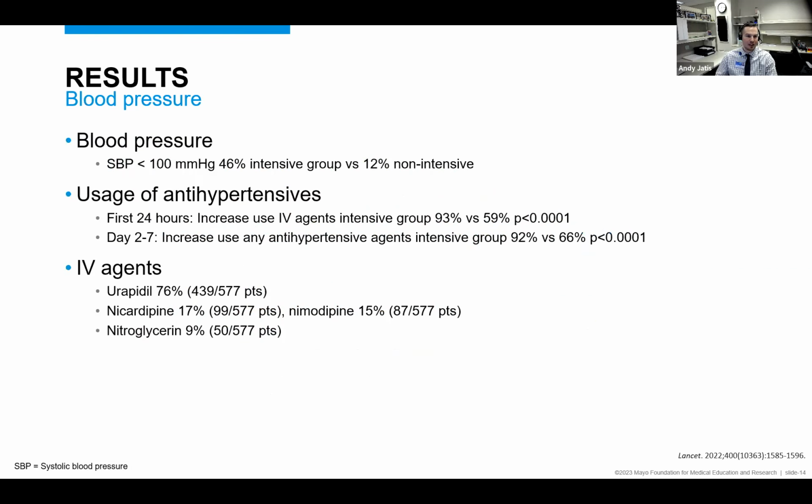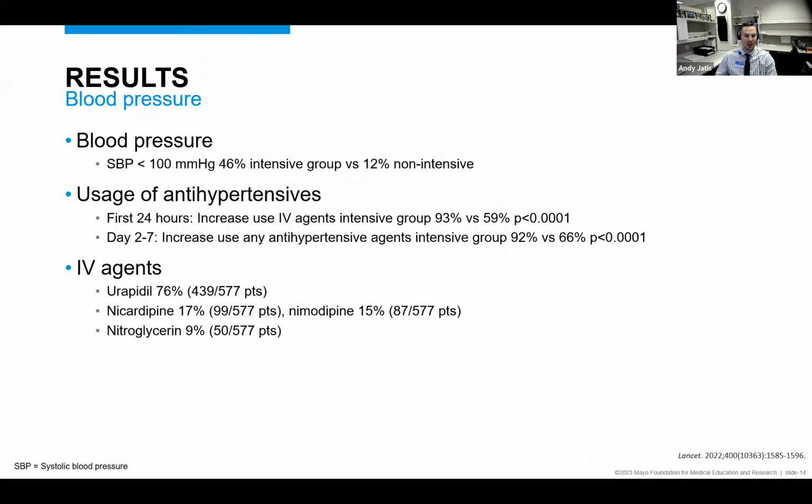A little bit more data just about the blood pressure goals and what agents were used. Not surprisingly, patients that received the intensive group had more systolic blood pressures less than 100, being hypotensive. Some thought there that blood pressure variability and just, of course, that decrease to that degree could be contributing to maybe some of the negative outcomes that we saw. Looking at the usage of antihypertensives, more common with IV agents in the first 24 hours, and then also more common at day 2 through 7 with usage of any antihypertensive being either IV or oral.